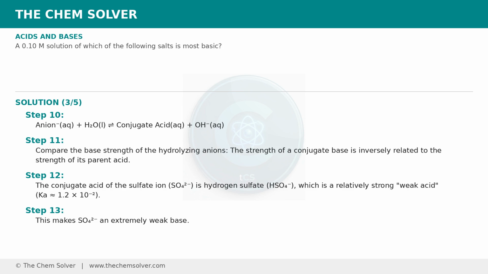Compare the base strength of the hydrolyzing anions. The strength of a conjugate base is inversely related to the strength of its parent acid. The conjugate acid of the sulfate ion, SO4 2-, is hydrogen sulfate, HSO4-, which is a relatively strong weak acid, Ka approximately 1.2 times 10^-2. This makes SO4 2- an extremely weak base.